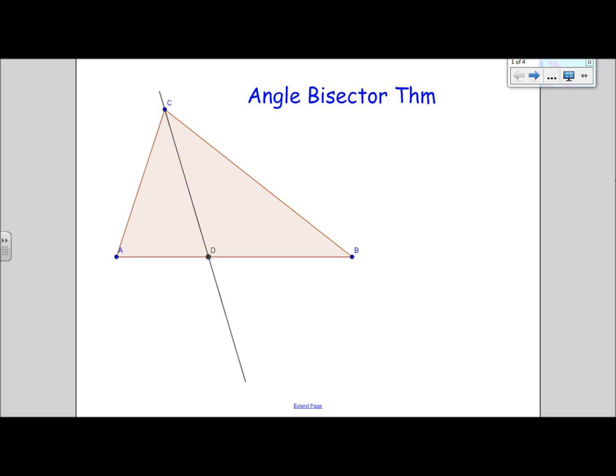We are knee-deep in similar triangles, but we're going to go a little off topic, though it does relate to our topic. We're going to talk about the angle bisector theorem. It's not in your book per se, but we do use similar triangles to find a relationship with what happens with an angle bisector. An angle bisector cuts this angle right in half, so that angle is congruent to that.